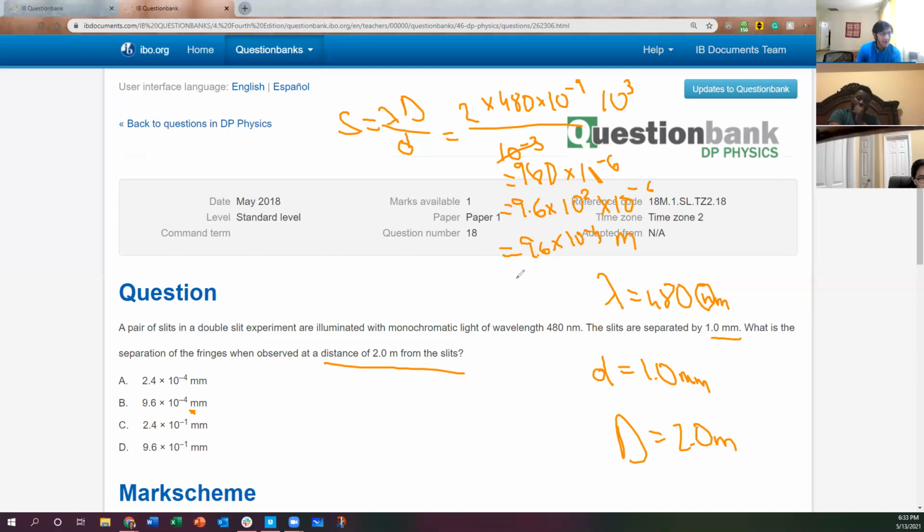Now if we want to go to millimeters, milli means 10 to the negative 3. So 10 to the negative 4 is the same as 10 to the negative 1 times 10 to the negative 3. I'm going to use this 10 to the negative 3 to function as a milli. That means I'm left with 9.6 times 10 to the negative 1 millimeters. So the answer would be D, I believe.